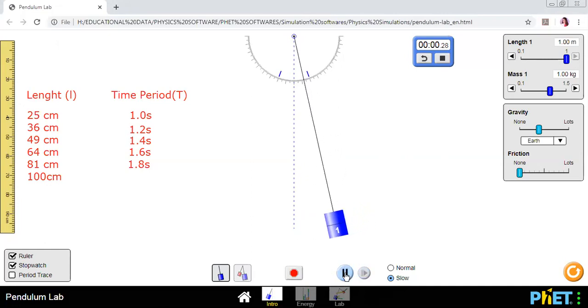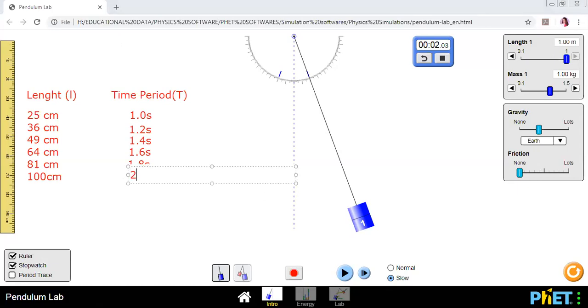The pendulum is moving. It's reaching the other extreme position, and from that extreme position, it will come back. See, how much is the time taken? 2.03. I will round it to one decimal place. It's still 2.0. So how much is the time taken to complete one oscillation when the length is 100 centimeters? It is 2.0 seconds.